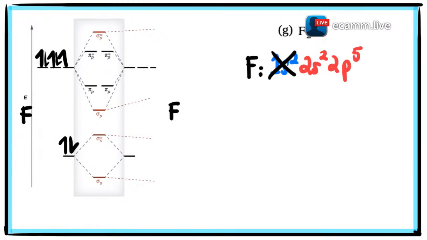Do the same thing for the other fluorine. So 1, 2, and then 1, 2, 3, 4, 5. Whoop. 4, 5. And now we include the charge. So in this case, +2 means that we lost two electrons.